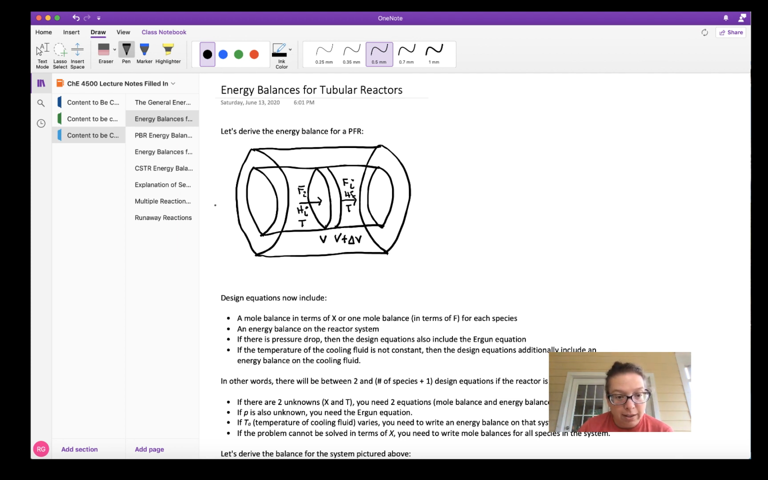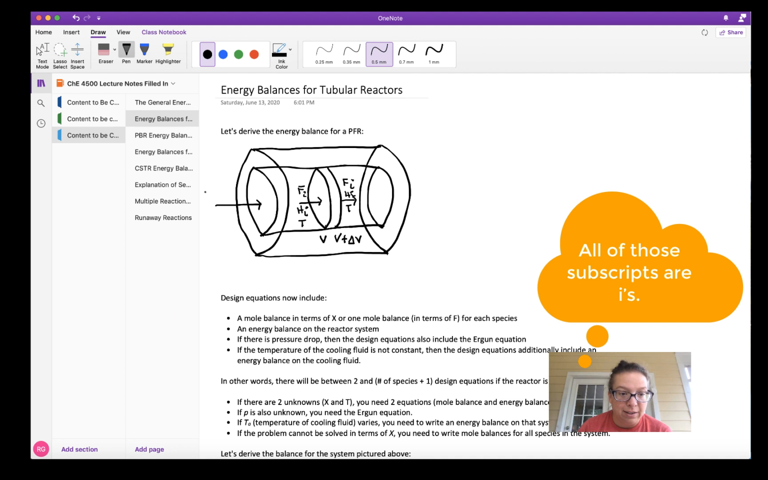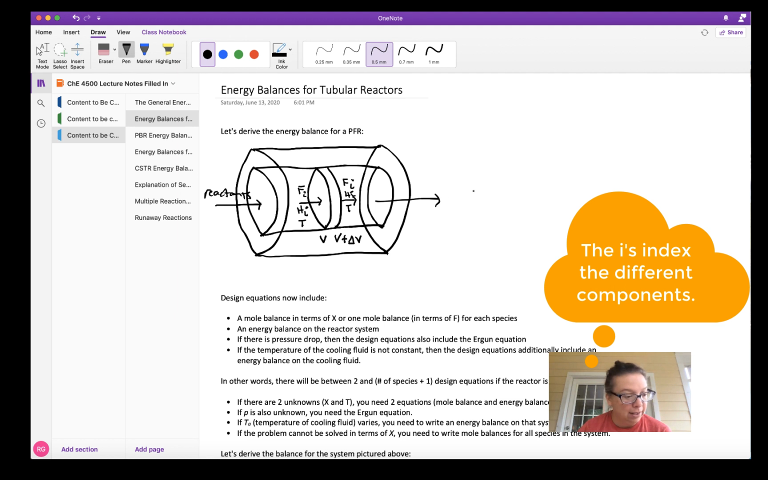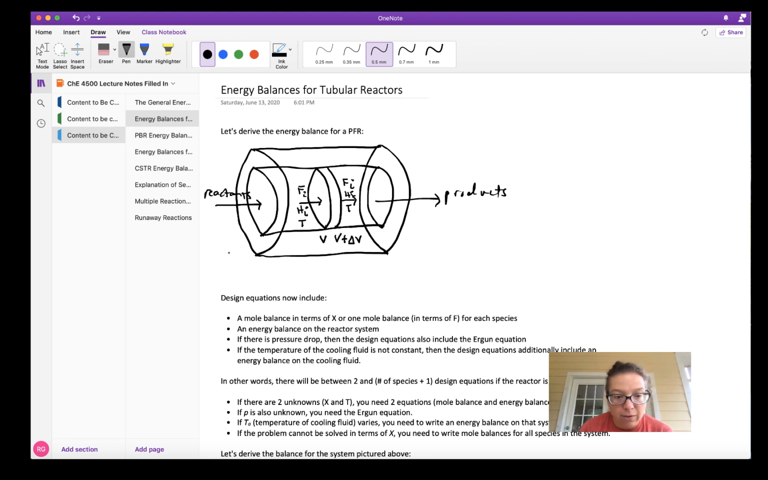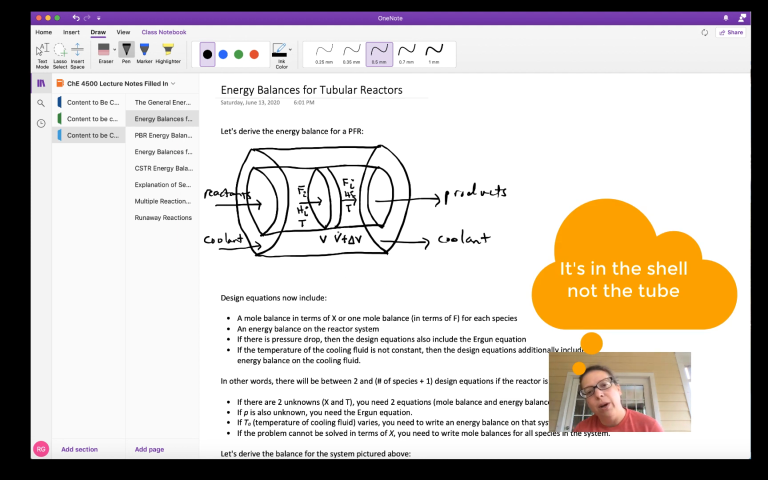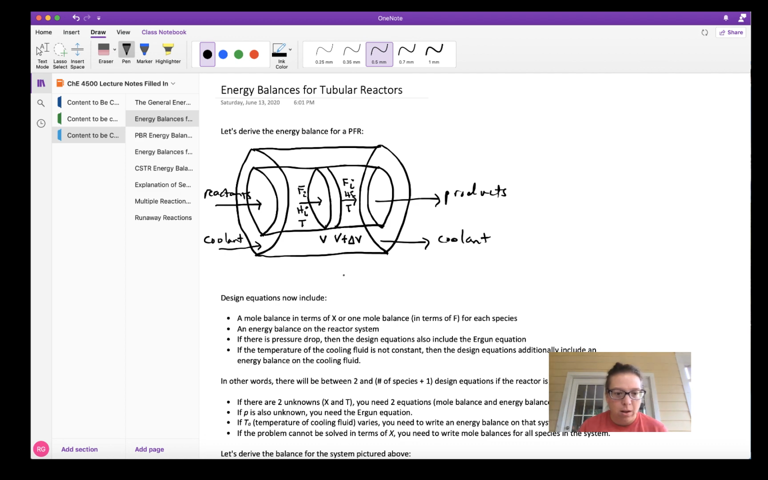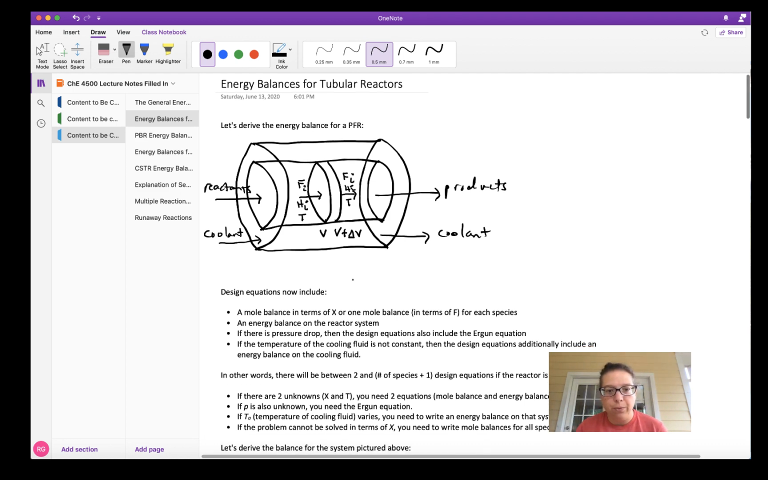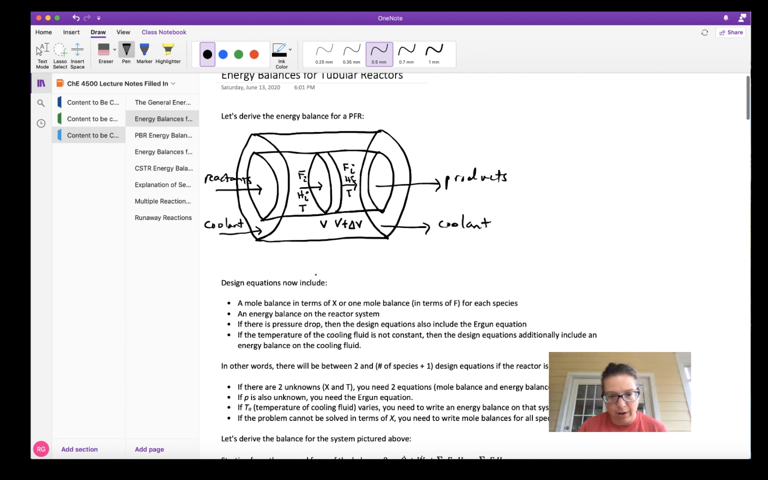So coming in at the entrance, I have my reactant species, or maybe some inerts. Coming out, I have unspent reactants and products. But then I also have flow in my shell part. So for example, I could have coolant coming in and coming out. And the coolant, of course, is not reacting. It's not inside the reactor, it's in the shell. Its job is to exchange heat with the contents inside the reactor. So we're going to use this system to derive our energy balance.